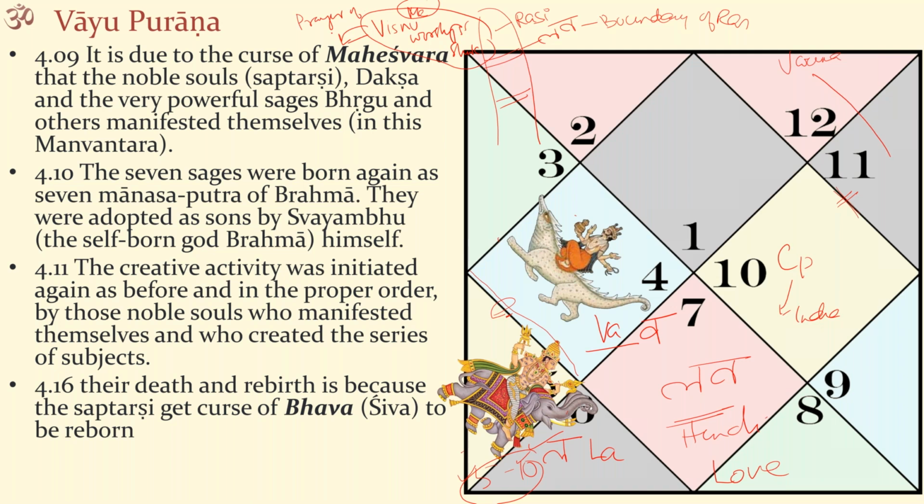And at the starting point, we find that there were these 7 sages. Shloka 4:10 tells us the 7 sages were born again as 7 Manasaputra of Brahma. Again, see the word Manasaputra. Now, it's a very funny situation. Brahma is in charge of the body. He has the devas to do the job for him. But Brahma has a mind also. Na? Brahma also has a mind. So from the mind of Brahma, they can descend.